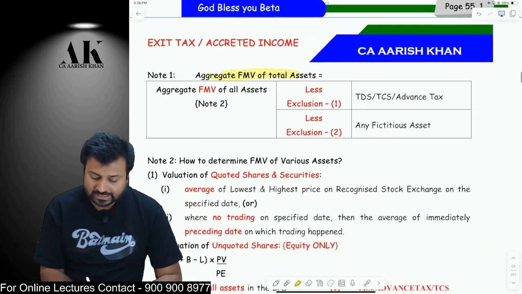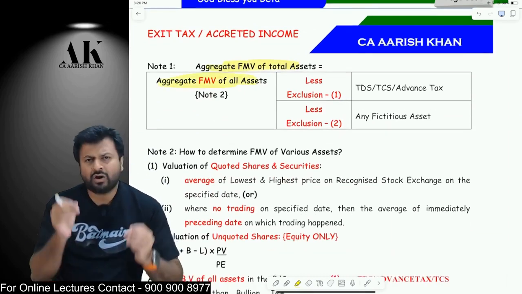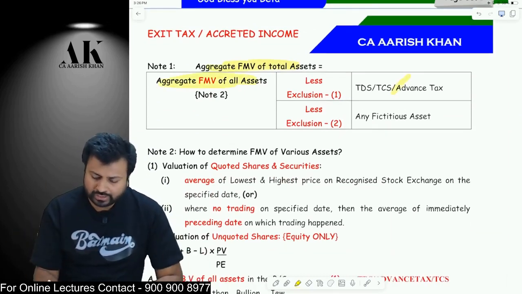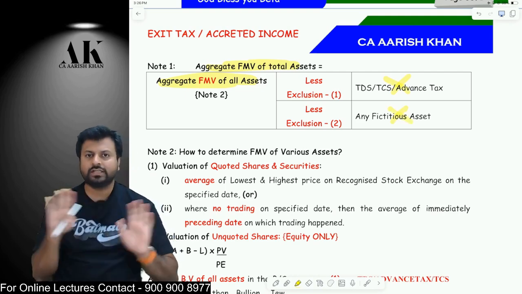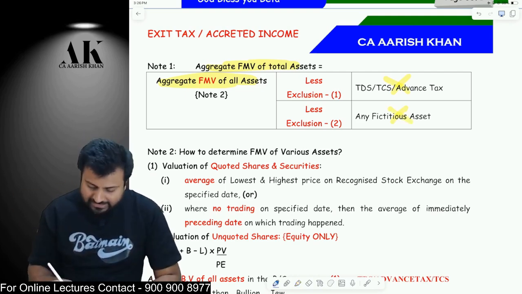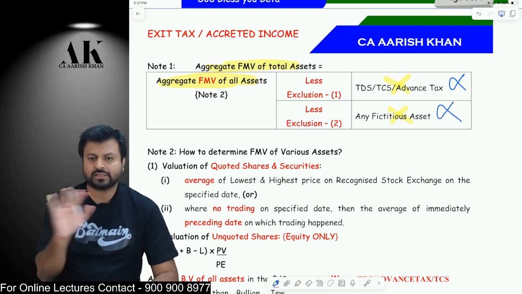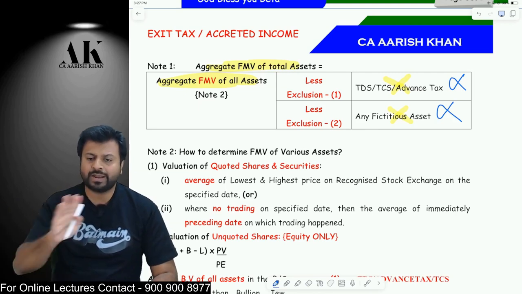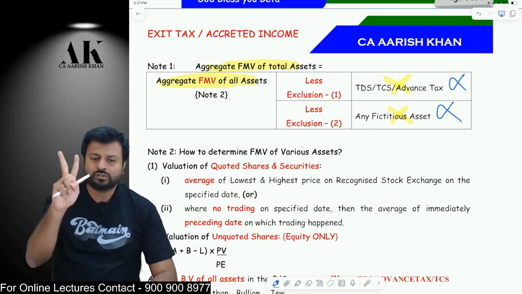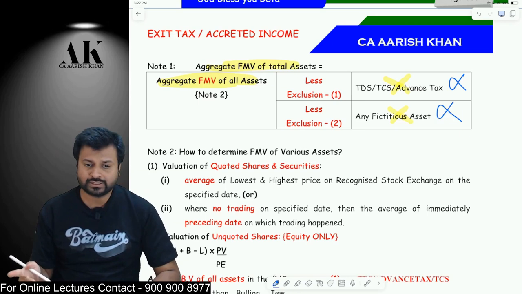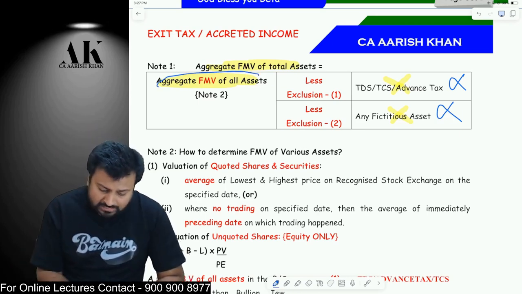FMV of total assets. You have to take the aggregate FMV of all the assets, but you don't take 2 things in that. Don't take TDS, TCS, advance tax. Taxation will not come over here, and don't take fictitious assets. If there are any fictitious assets in your balance sheet, don't take those also. These 2 items will not come in the aggregate of all the assets. Okay. Apart from that, all other assets will be taken.